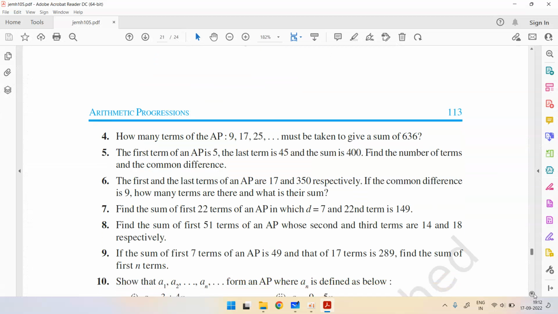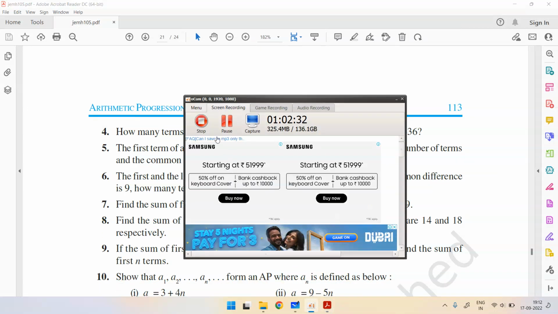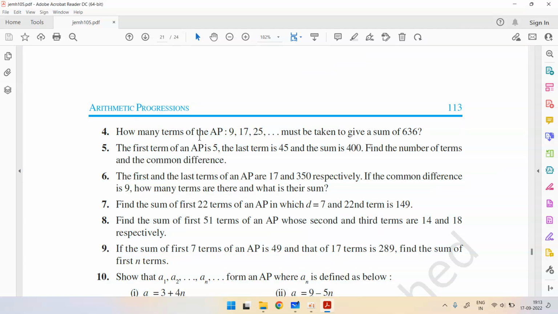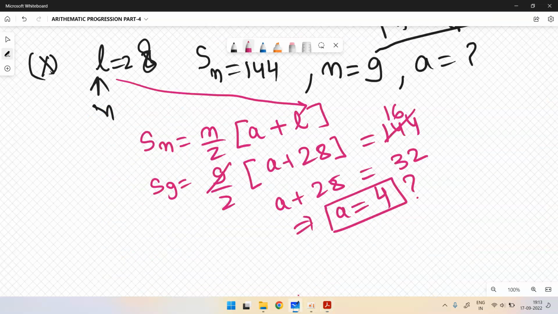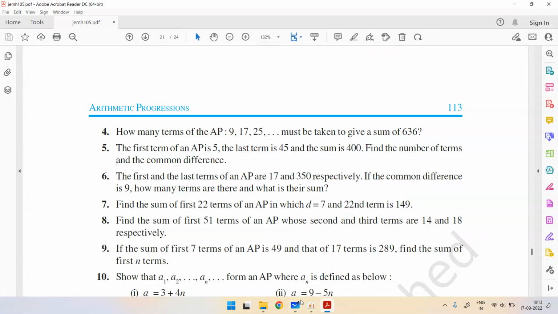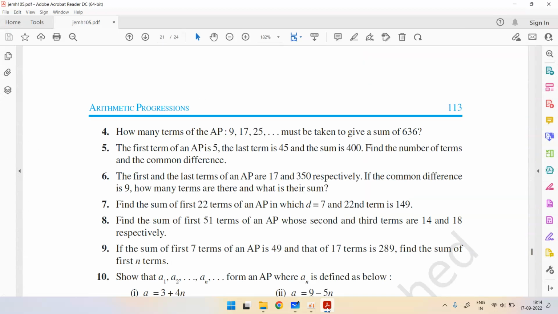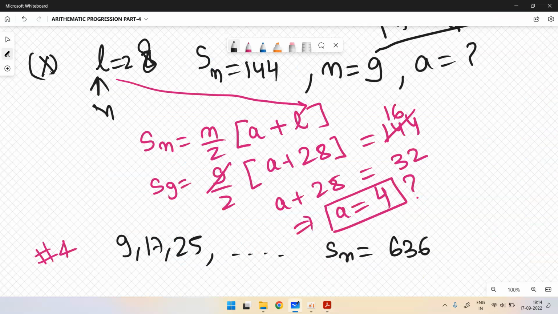Now the fourth one. The fourth question is how many terms of an AP must be taken to give us sum 636. Simple question, directly applying the formula. It is given that the AP is already given, 9, 17, 25. S of n is given to be 636. How many terms should be taken?